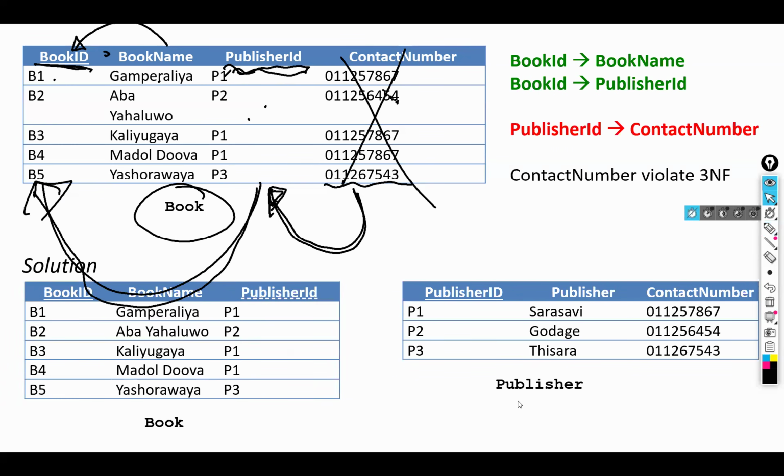And there you can have primary key, publisher ID, maybe even publisher name additionally, and the contact number.